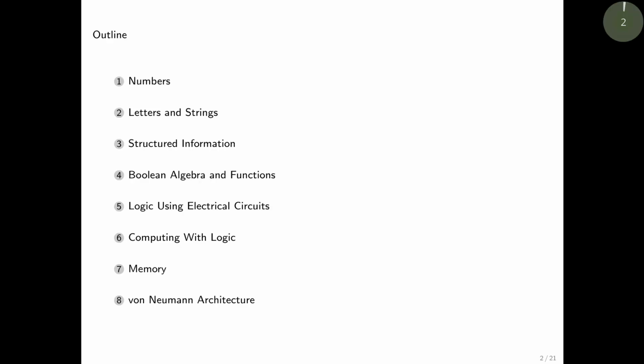Here's an outline for the lecture. We're first going to talk about representing information on a computer. So we want to represent different kinds of information such as numbers, letters, strings, and so on. And also things like pictures, audio, and movies on a computer. So that's what we're going to discuss first.